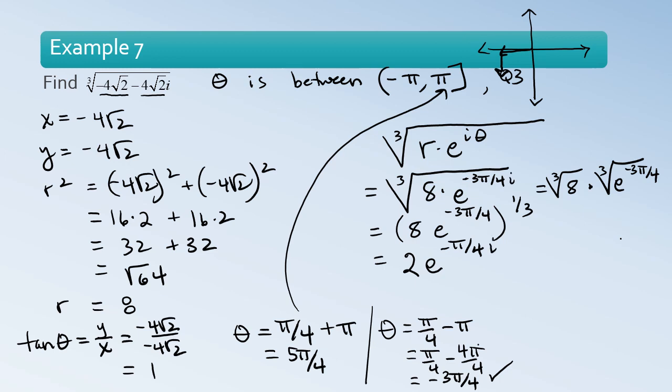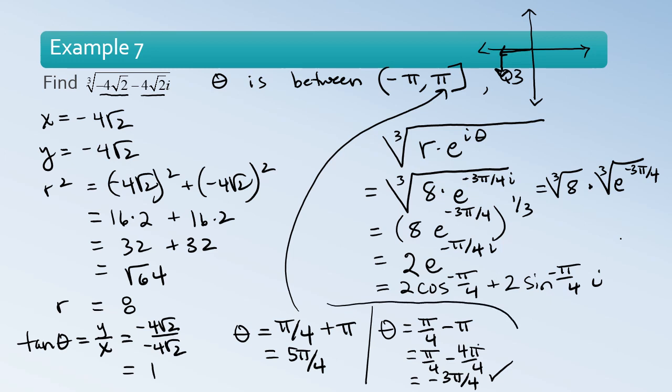And I think I forgot my i again. I keep doing that. So that's my answer. That is the cubed root of the original complex number. The only thing that we need to do to make this look a little bit better is to take that polar form and put it back into rectangular form. So I'm going to say 2 times the cosine of negative pi over 4 plus 2 times the sine of negative pi over 4 i.